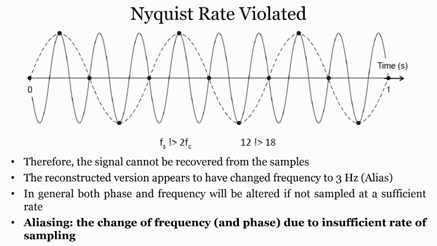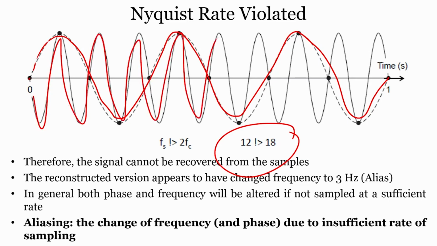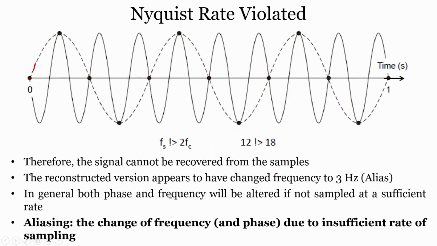Now, if I do not follow the Nyquist rate and if I violate the Nyquist rate, which is right over here, then the signal cannot be recovered from the samples. You can see very clearly how it is violating, and because of that the signal that I am reconstructing is very different from the actual signal, which is right over here. So, if you do not adhere to the Nyquist rate, then you will not get the properly reconstructed signal.